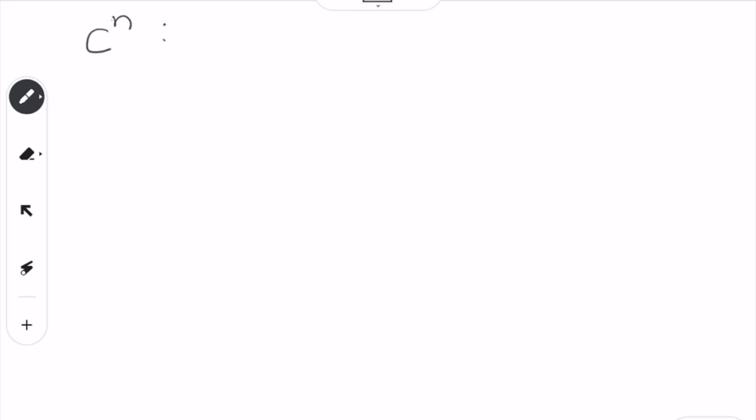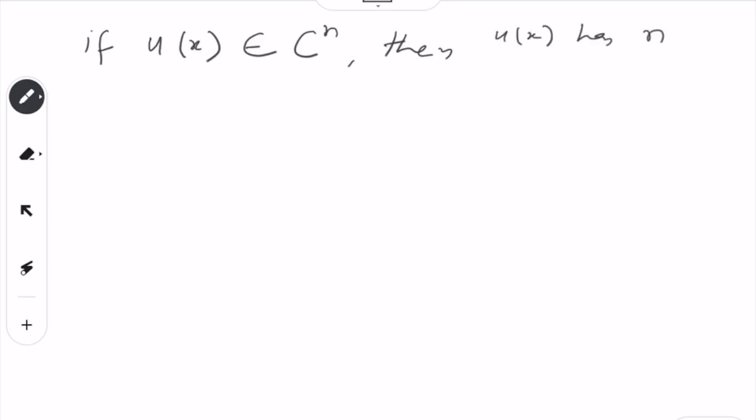So, let us write like this. If ux is a member of Cn, where Cn is a set, this means ux has n number of continuous derivatives.